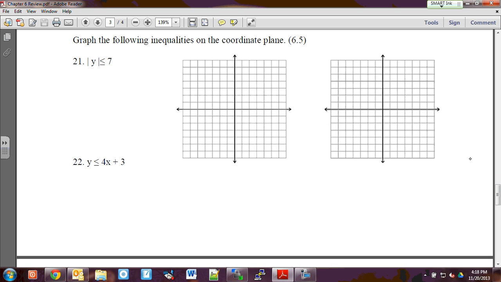Graph the following inequalities on the coordinate plane. Alright, so the absolute value of y is greater than or equal to 7. Okay, so what we're going to do is we're going to have to split this up. So y is greater than or equal to 7. Y is, I'm sorry, y is less than or equal to 7. Y is greater than or equal to negative 7. So go to y equals 7. 1, 2, 3, 4, 5, 6, 7. Yep, that's way up here. So one of your lines is going to be across here, and the other one is going to be down here.